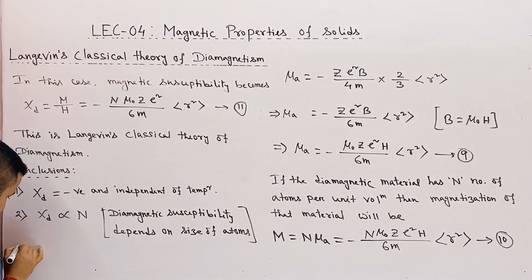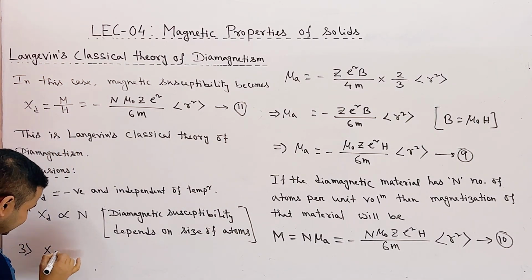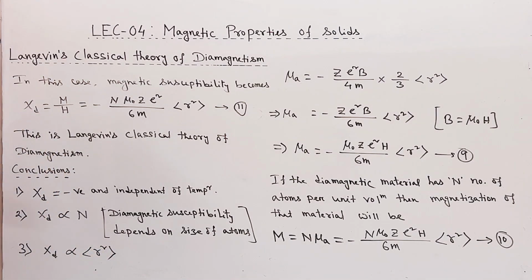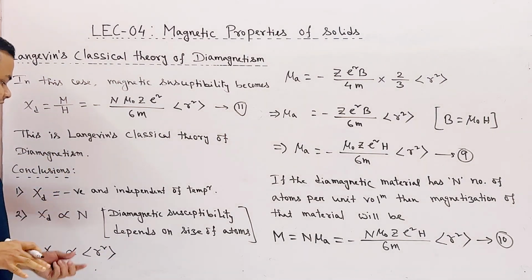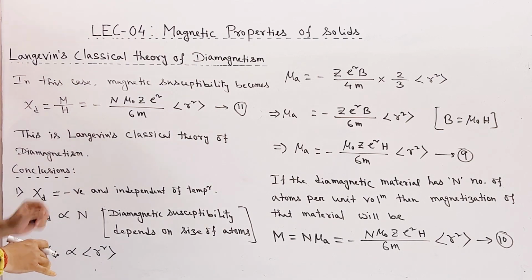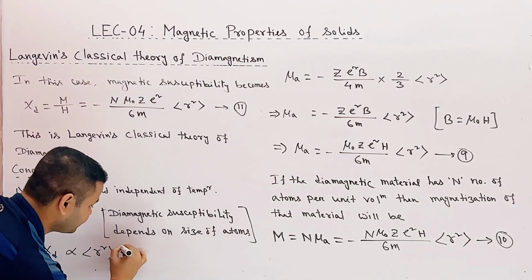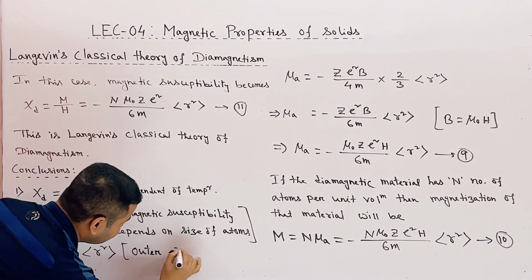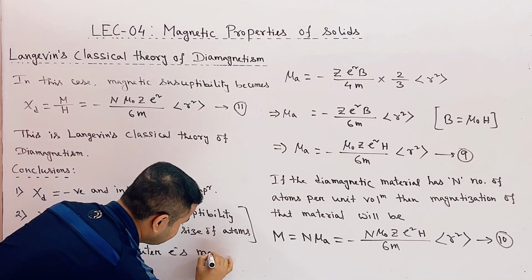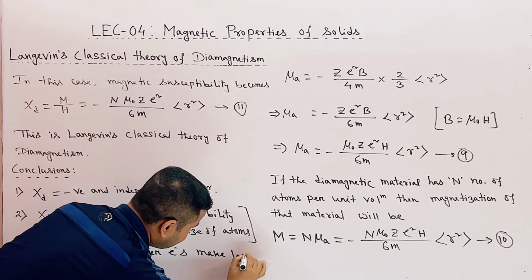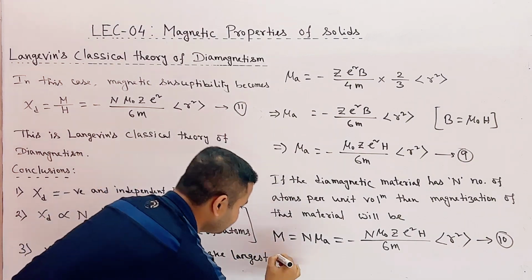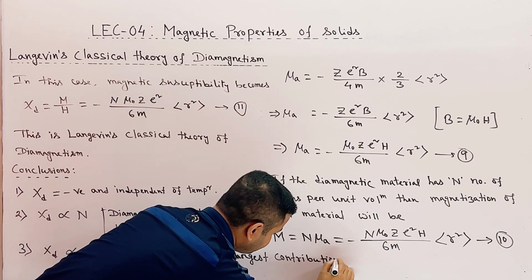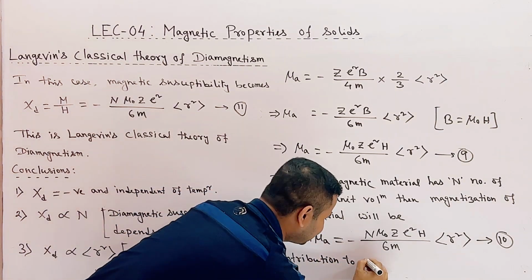Number 3, diamagnetic susceptibility is directly proportional to average value of r square. That means outer electrons make largest contribution to diamagnetic susceptibility.